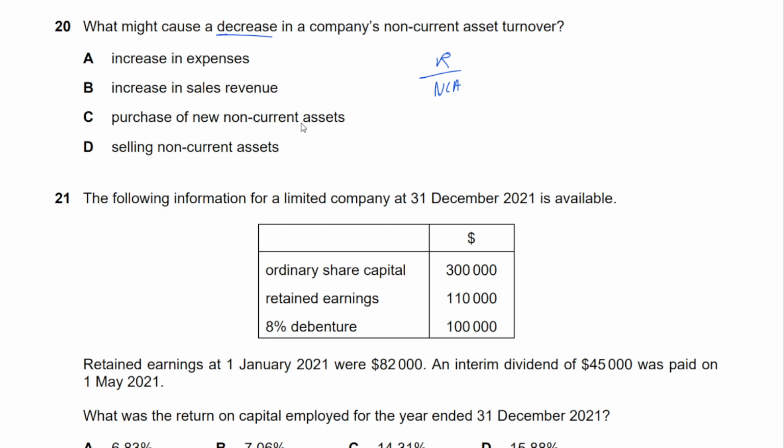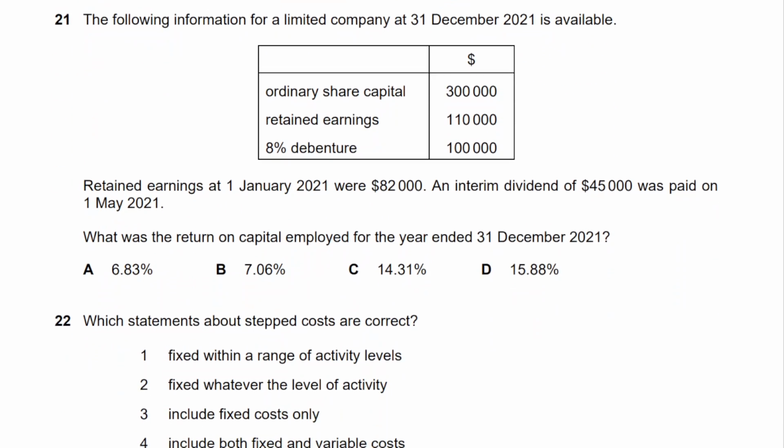Purchase of new non-current assets. Yes. So if this one goes up, the denominator goes up, and the revenue stays the same. Whenever in a fraction the denominator goes up, the final answer goes down, right? Because we're dividing by a bigger amount. So that is the answer. Option D, selling non-current assets, will reduce the non-current assets and will improve your non-current asset turnover if the revenue stays the same. Okay.